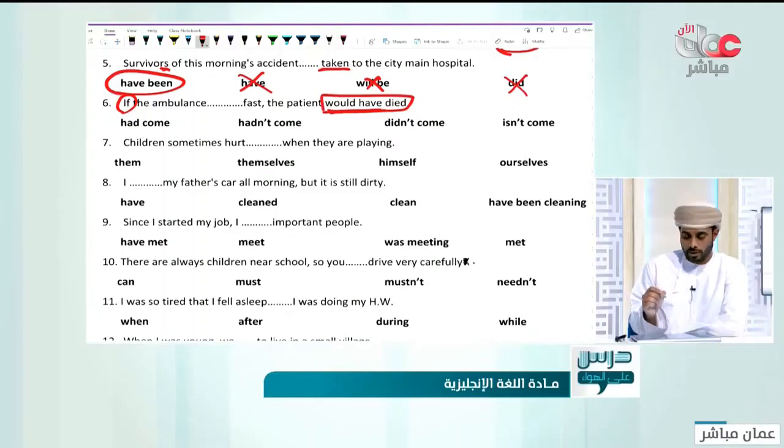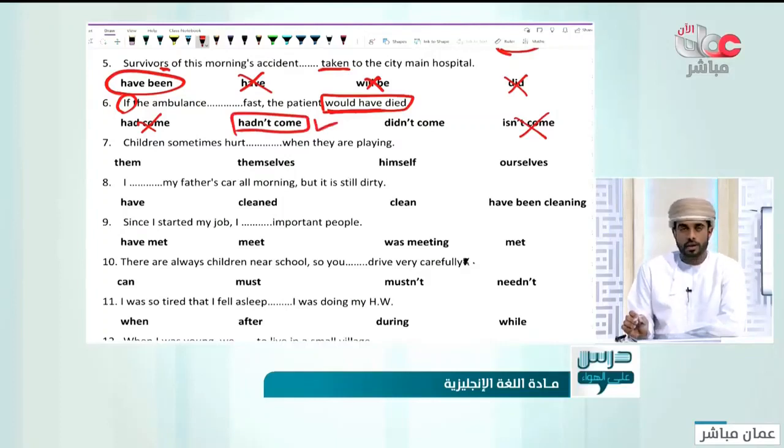Good. So had came, hadn't came, didn't came, and isn't came. This one won't work, and which one also won't work? This one, because we are looking for the negative. So is it hadn't came or didn't came? Which one do you think? Yes, if the ambulance hadn't came is the correct answer. Hadn't came, because we have what? Perfect in here. Would plus had and perfect. Good.